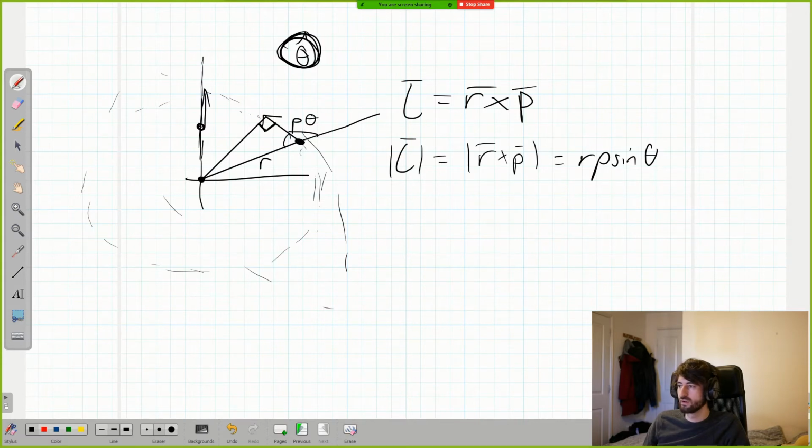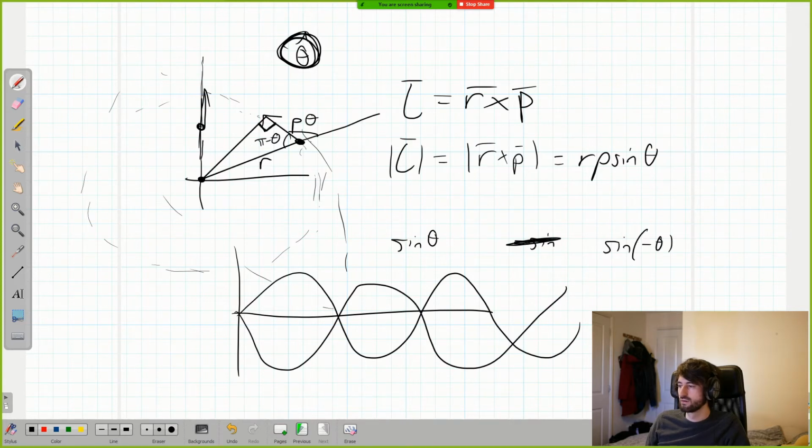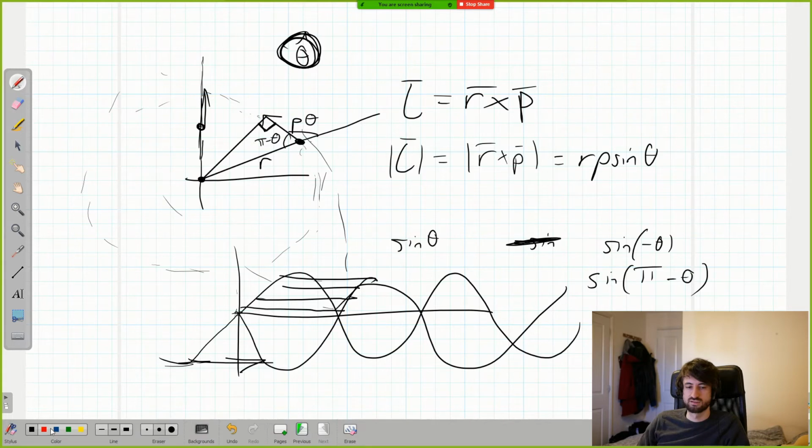In this example here, we have pi minus theta, right? Well, if you look at a sine wave, if that's sine theta, and that's sine minus theta, right? It's mirrored, we're flipping it. So we're flipping this side to here. If we then add on pi, sine pi minus theta, so we're pushing it that much, you'll see that it actually pushes to here. So this is sine minus theta, right?